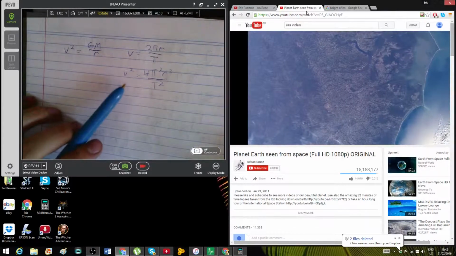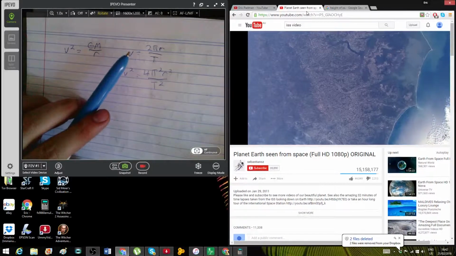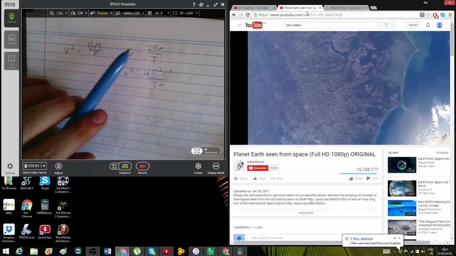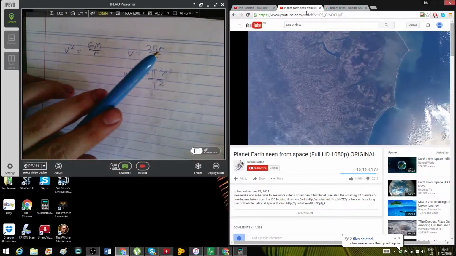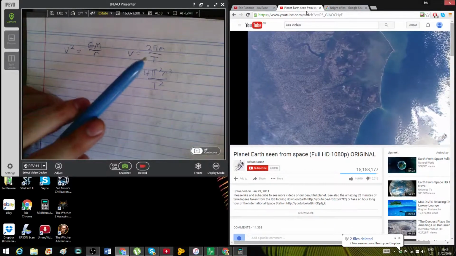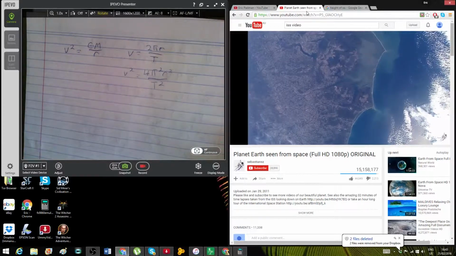Okay, now this is just any object moving in a circle. So you've got something like this. It's just speed equals distance on time. The distance happens to be the circumference because it's moving in a circle, and as it's moving in a circle, that's a period. It's T.